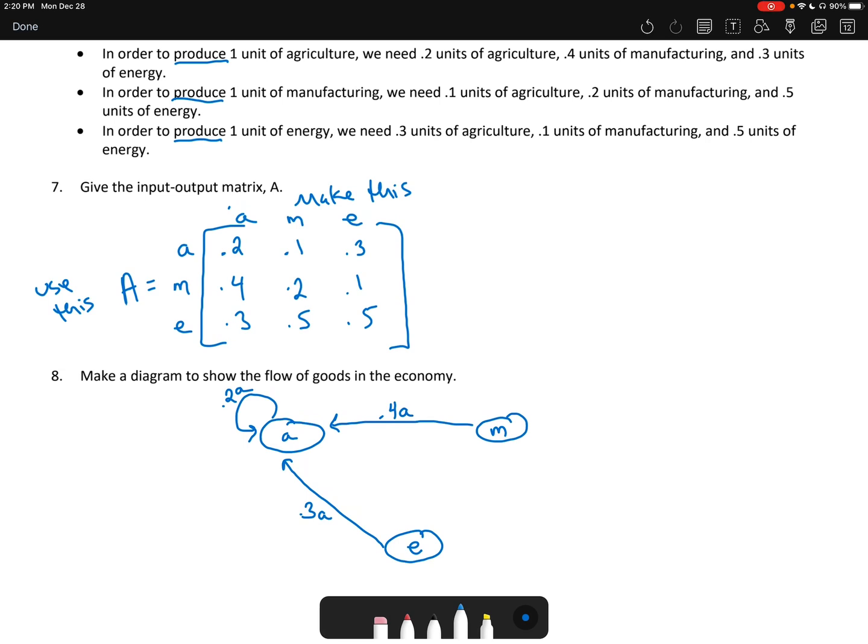Now if we're making manufacturing, we have 0.1 A coming from the A. We have 0.2 M coming from itself, and we have 0.5 M coming from the E. Now finally, we just have all the arrows going into the E. The one coming from the A is a 0.3 E going to the E. And then we have a 0.1 E going to the E. And we have a 0.5 E from itself. So that would be the flow diagram.